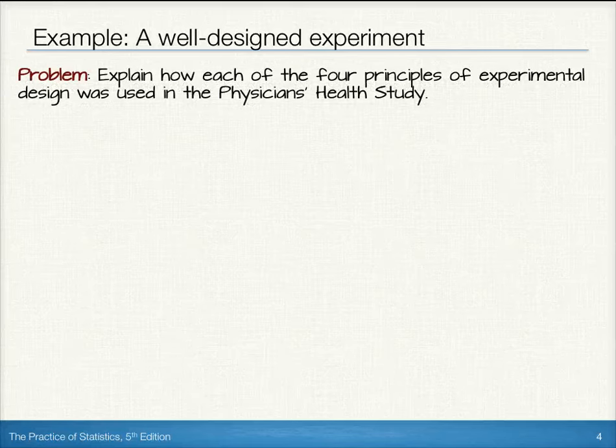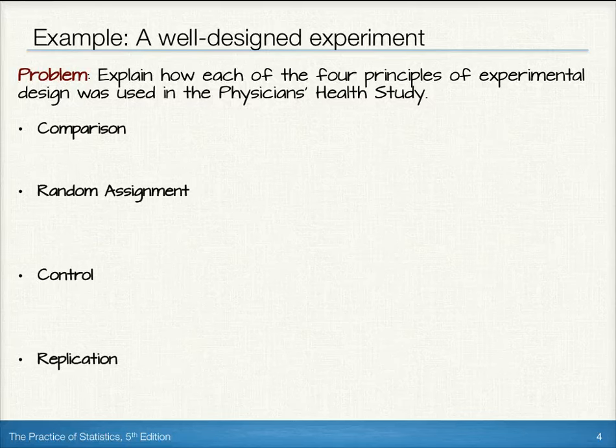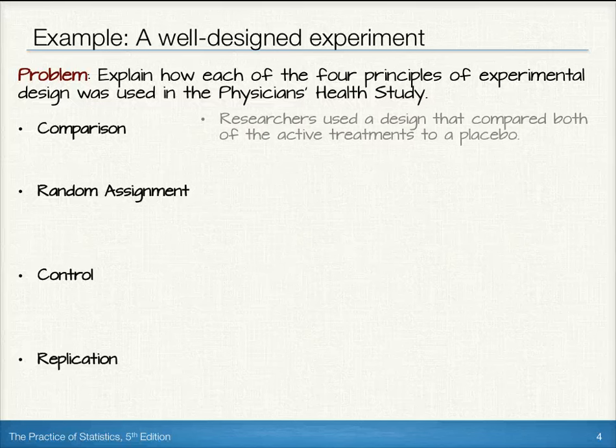Now let's explain how each of the four principles of experimental design was used in this study. Now you'll recall the four different principles are comparison, random assignment, control, and replication. For comparison, we note that researchers used a design that compared both of the active treatments to a placebo.